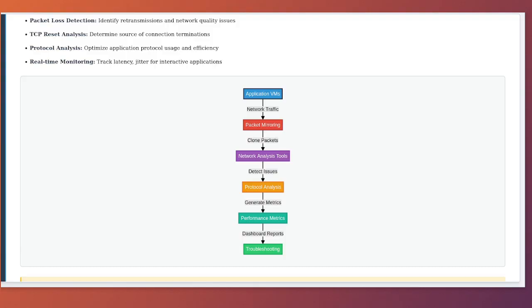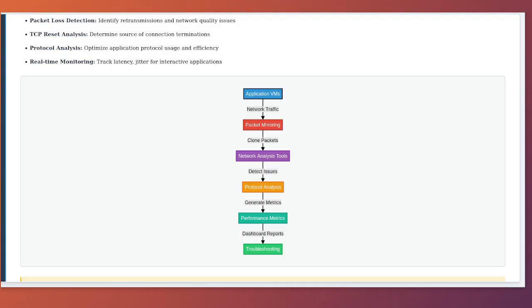Another issue these tools can identify is TCP resets. A TCP reset is an abrupt connection termination, and unexpected resets often indicate application errors, firewall interference, or network configuration problems. By seeing the actual packets, engineers can determine whether resets are being sent by the application, by a middlebox like a firewall, or by the remote endpoint. This visibility narrows down where to focus troubleshooting efforts.